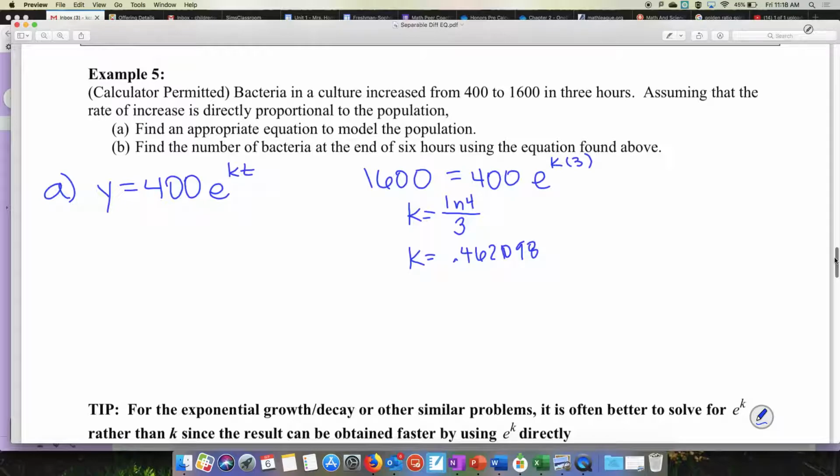Okay, so what I would do, I know that you're used to rounding to 3, and Caleb, that is what I want. However, since this is a rate, a very small number, that we're gonna use in our equation for something else, let's double that and round it to 6. Okay. So now, we have y equals 400 e to the 0.462098 t. So if I ask you, find the number of bacteria at the end of 6 hours, we could plug 6 in for t and find that.